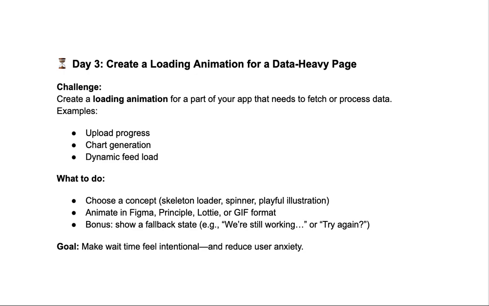And as a bonus here, it says show fallback state. So if what you anticipated and what your system is anticipating doesn't succeed, how can you communicate to your user that either they need to initiate this request again, or that you just need more time? But the goal here is to make the wait time feel intentional and reduce user anxiety or stress. Communicate to them that you know that they're waiting, and help set their expectations as to when this thing will arrive.